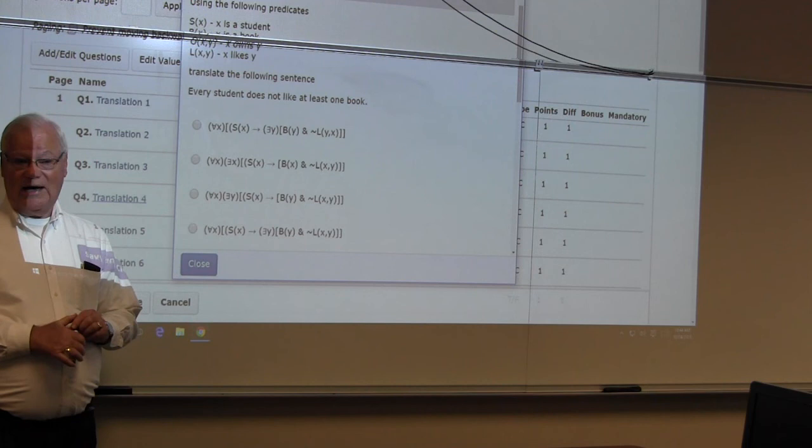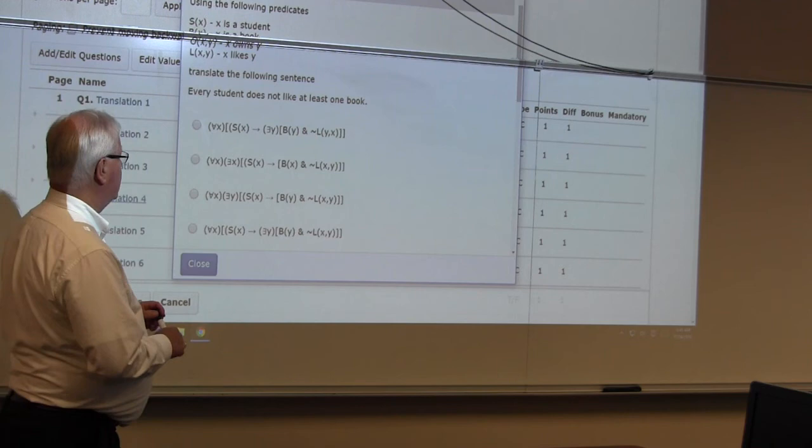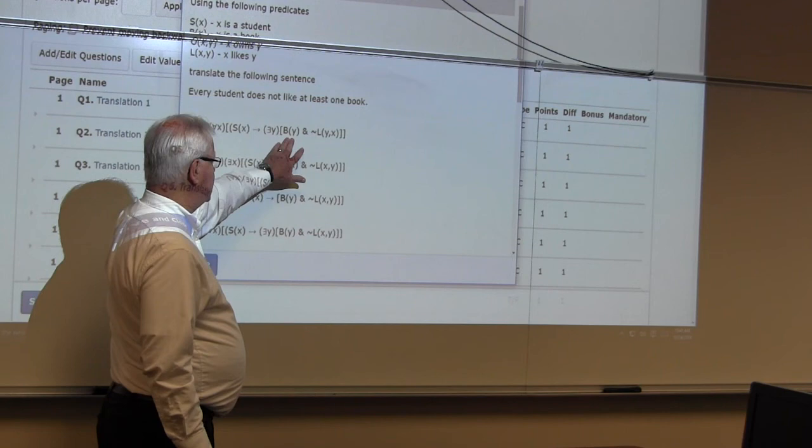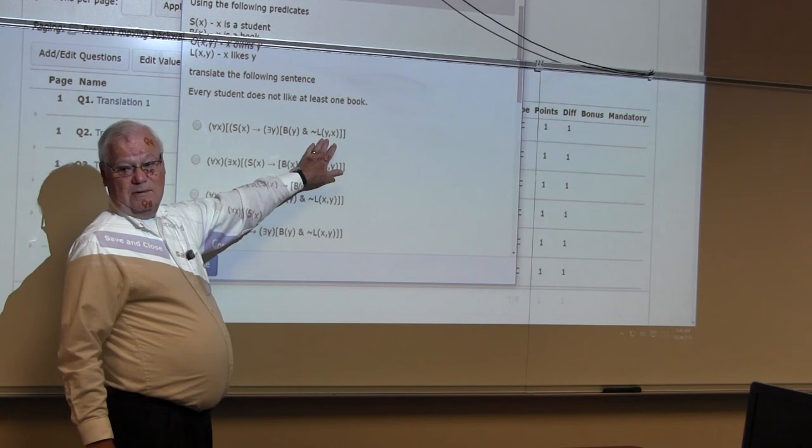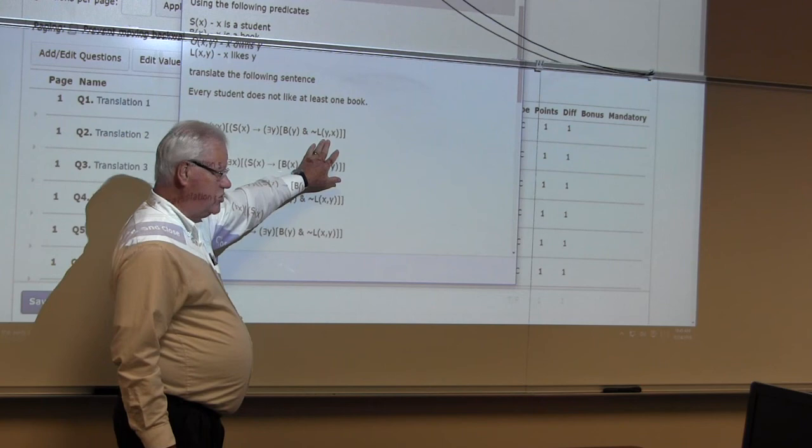There exists. So, for all X, where X is a student, implies there exists a Y, where Y is a book, and the book doesn't like the student. Uh-oh. Be very careful how you read these. Remember this? Sometimes you've got to be switch. So this was not right.